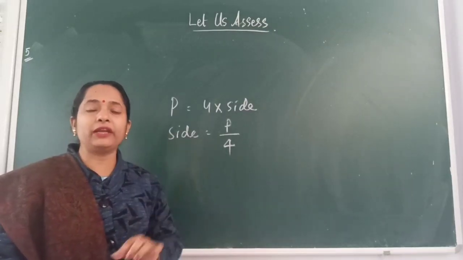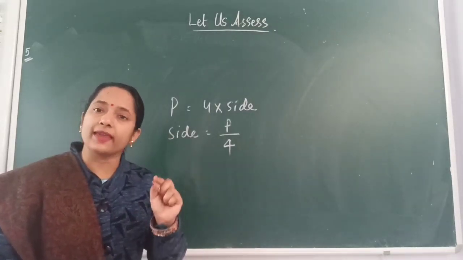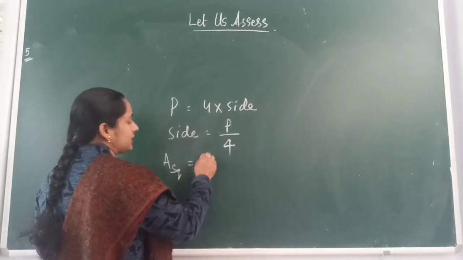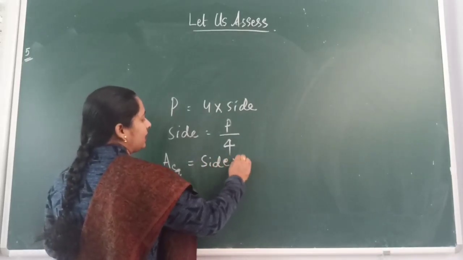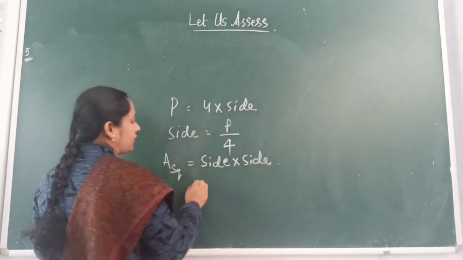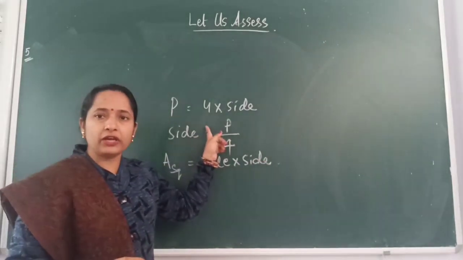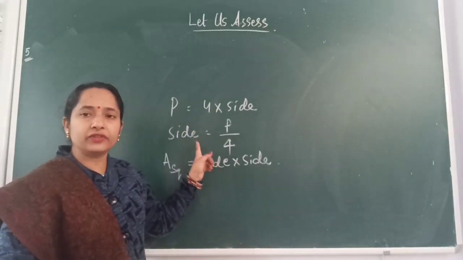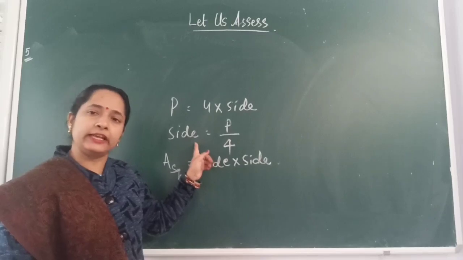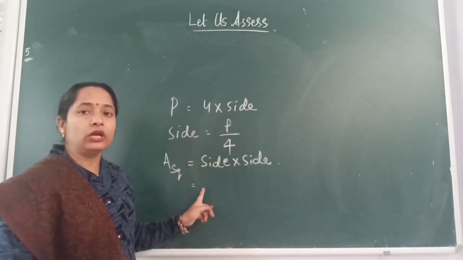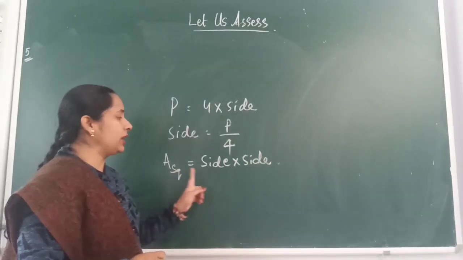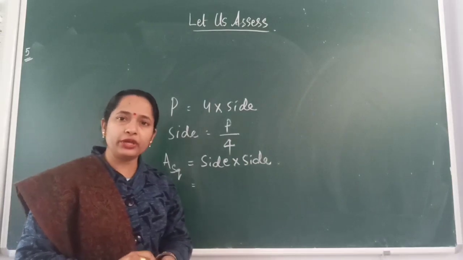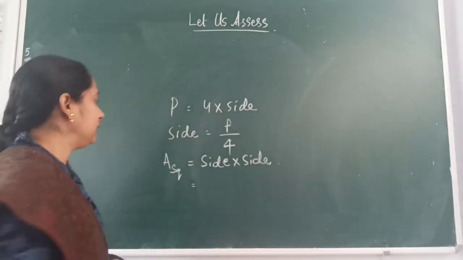After that, the next part in the same question is asked to find its area. What is the formula for area of a square? Area of a square is side multiplied by side or side square. So what you will do? At first, with the help of the perimeter, you will find the side of the square. Then after finding the length of the side of the square, you have to apply the area of a square formula and find the area of the square. So children, will you do it? Okay, you try it.